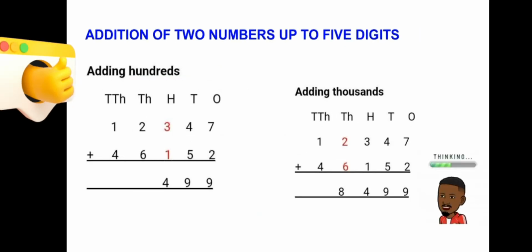The next step is adding hundreds. We have 3 and 1 under hundreds. 3 plus 1 is 4, so that means we have 4 hundreds. Then we move to adding thousands. We have 2 and 6 under our thousands. 2 plus 6 is 8. All right, let's move to the next step.